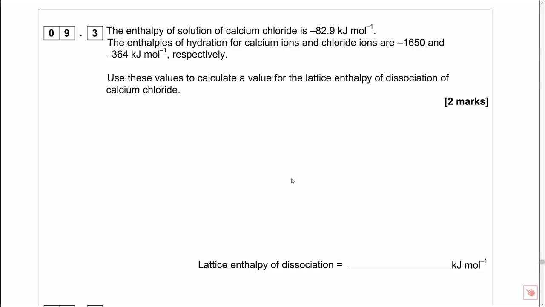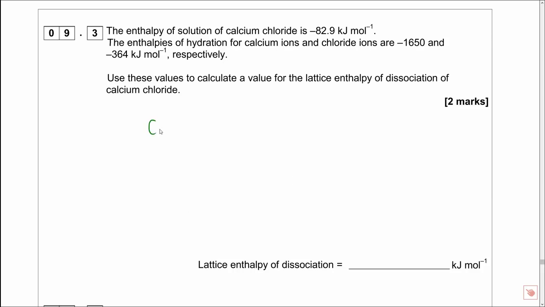Okay, so we've got one here, tying into the thermodynamic stuff, looking at the enthalpy of dissociation of calcium chloride now. We're told the enthalpy of solution of calcium chloride is minus 82.9. The enthalpies of hydration for calcium ions and chloride ions are minus 1650 and minus 364 kilojoules per mole, respectively. Use these values to calculate a value for the lattice enthalpy of dissociation of calcium chloride. Okay.